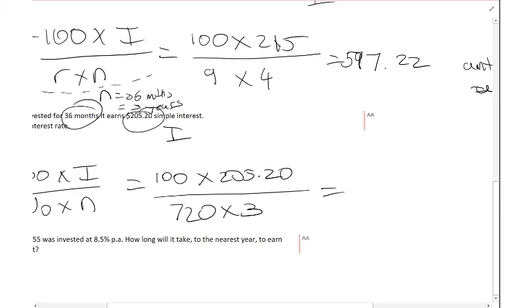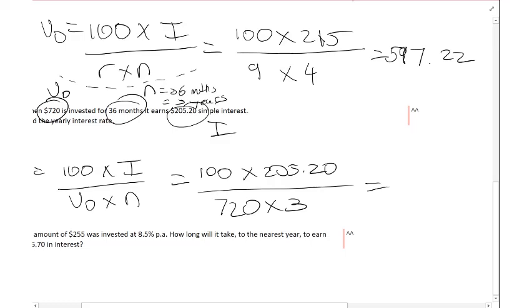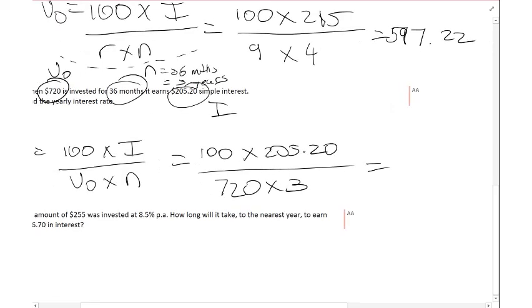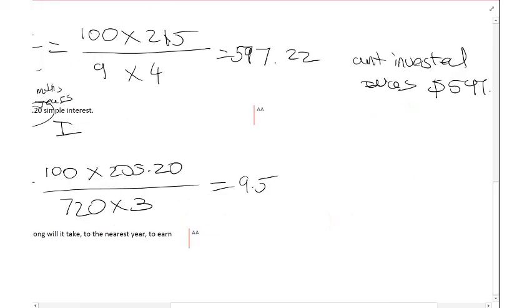And I put that into my calculator. Or you could do it like I showed in the solve video, where you can just use the solve function. You don't always have to have transposed it, but it's up to you which one you prefer, and that'll give 9.5. So the interest rate is 9.5% per annum.